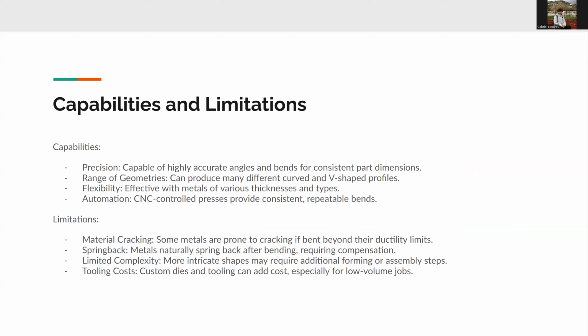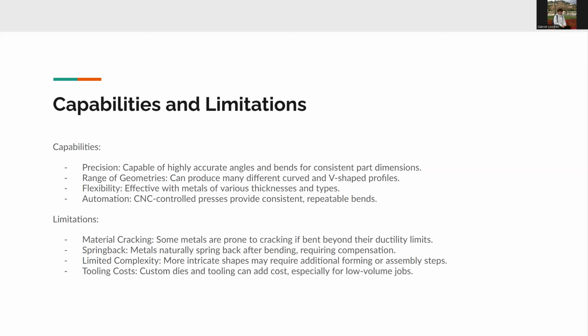So a couple capabilities and limitations. Capabilities: precision, and a range of geometries, producing many different curves and V-shaped profiles. It's very flexible, works with many materials of various thicknesses and types. And sheet bending can also be done with CNC controlled presses, which provide consistent and repeatable bends.